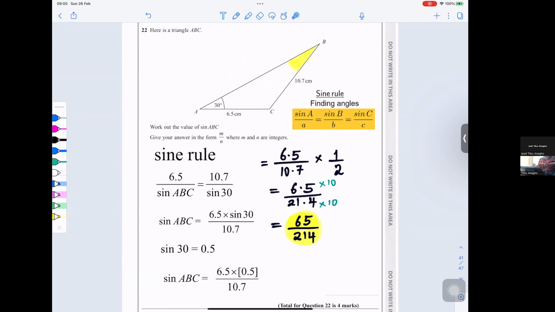To solve this, we can cross multiply. So that means 6.5 times sine 30 equals sine ABC times 10.7. And then you can divide by 10.7, rearrange it. You must remember this, sine 30 is 0.5 or a half. You must memorize this. You are not given that in the formula book. And the way to remember that, you can use this equilateral triangle, where that's 30.